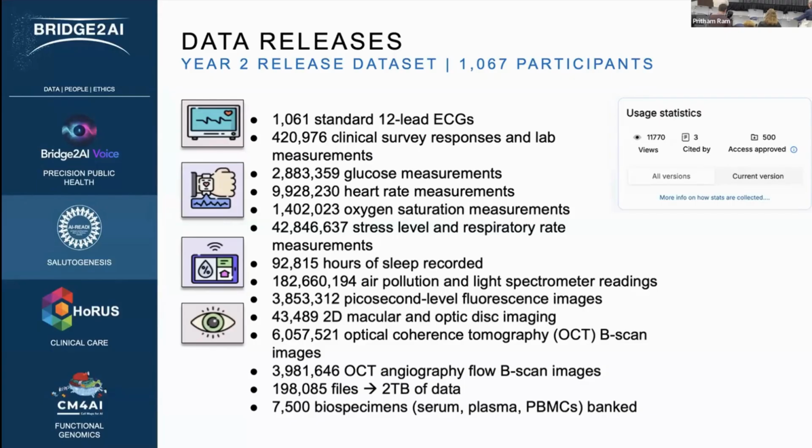The year 2 data set of 1,000 participants, which is about a fourth of our total target, has many millions of measurements of their glucose and heart rate, as well as the particulate matter inside of their homes, and many different forms of retinal imaging. Altogether, it's about 2 terabytes of data. I never thought I would get complaints of having too much data from data scientists, but they are complaining that this is too much data. So in the future, we're going to release a smaller version that people can download easily to their computers.